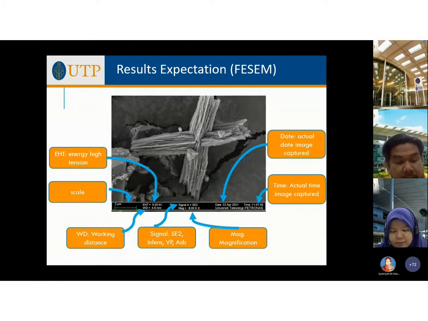When you analyze the sample in an electron microscope, either using FESEM or SEM, even TEM, it's all about imaging. The information in the data you get from imaging, other than your expected image, you need to understand the data at the bottom of the image.